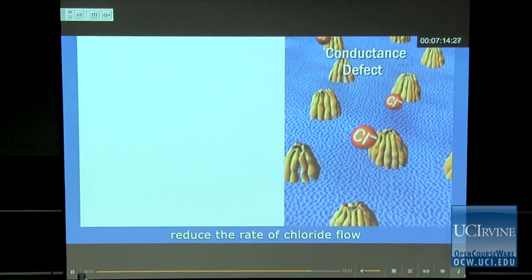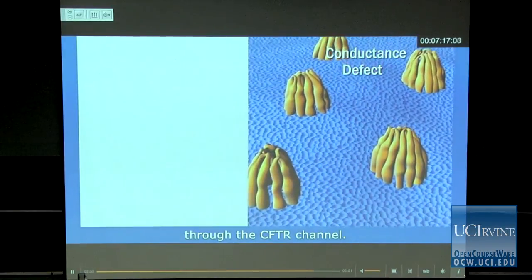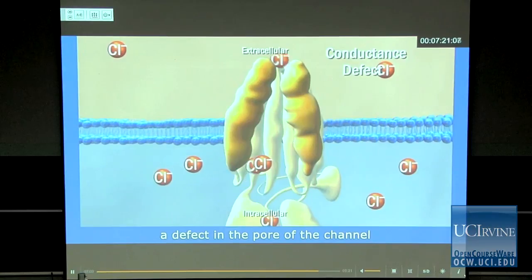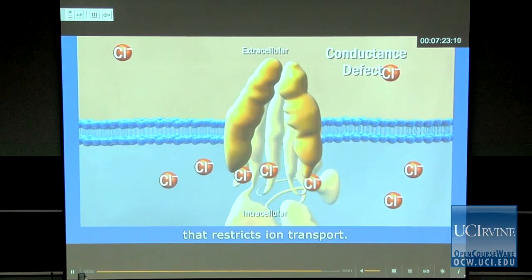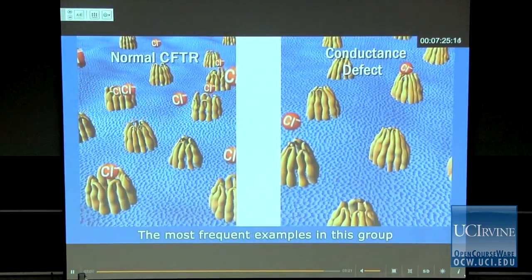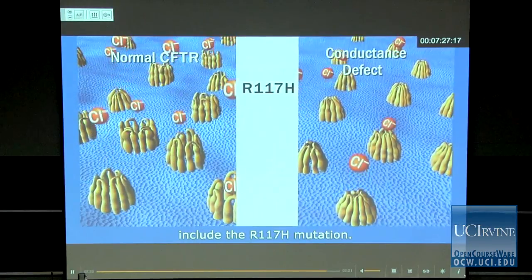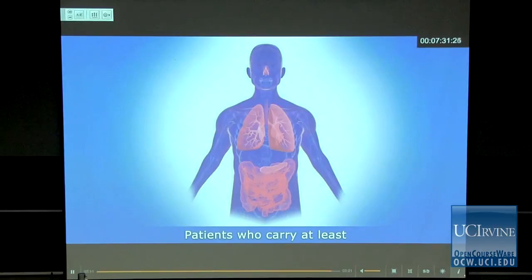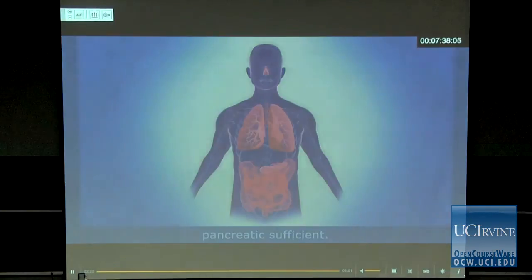Conductance mutations reduce the rate of chloride flow through the CFTR channel. This is thought to be caused by a defect in the pore of the channel that restricts ion transport. The most frequent examples in this group include the R117H mutation. Patients who carry at least one conductance mutation often have a more moderate CF phenotype and may be pancreatic sufficient.